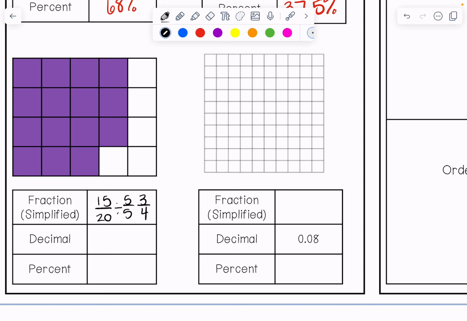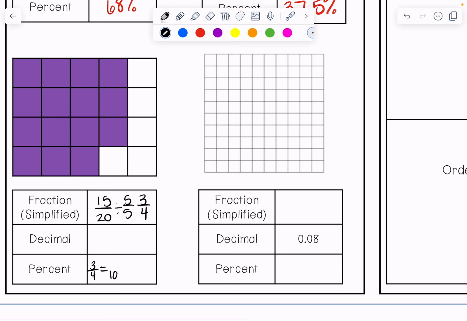To get my decimal, I could either do 3 divided by 4. I could do 15 divided by 20. I could set 15/20 equal to something over 100 and get a percent and then write that as a decimal. There's a lot of different ways you could do it. In this case, actually, I'll just use the 3/4 and get my percent.